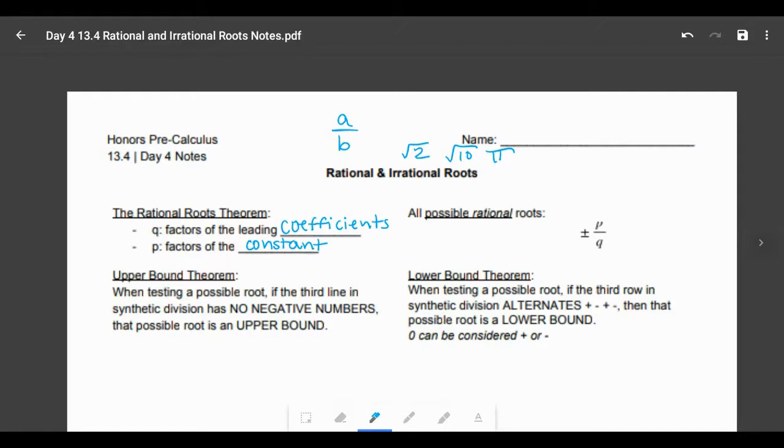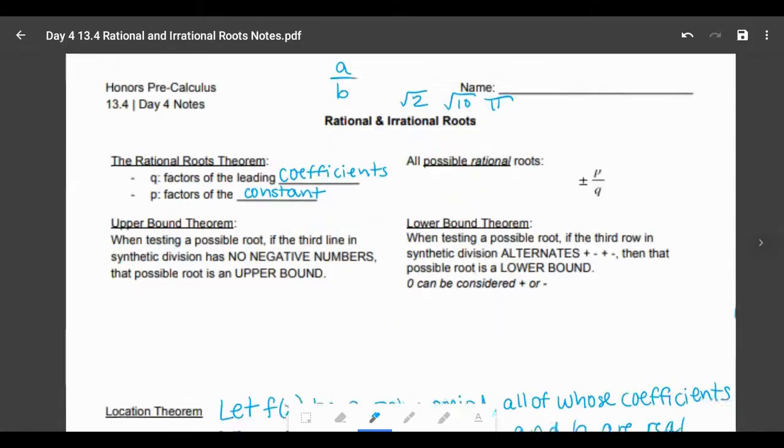You're going to make a list to start that includes all possible rational roots. Not all rational roots, but just the ones that are feasible. And you're going to make that list from plus or minus P over Q. All right, the upper bound theorem and the lower bound theorem we're going to come back to when we have an example to fill in. But for now, we're going to look at the location theorem.